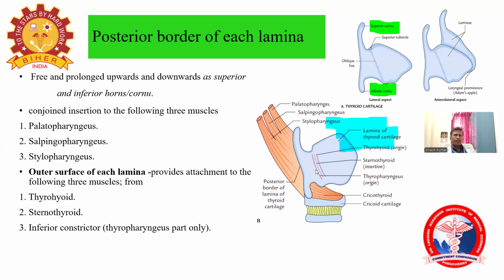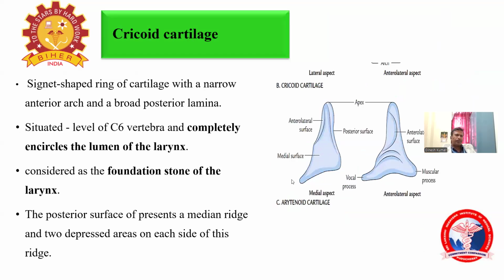Okay, so here the anterolateral aspects, the outer surface of the lamina, get attached by three muscles. The first muscle is the thyrohyoid. The second muscle is the sternothyroid. The third muscle is the inferior constrictor or thyropharyngeus muscle. Totally, six muscles are closely attached to the thyroid cartilage.